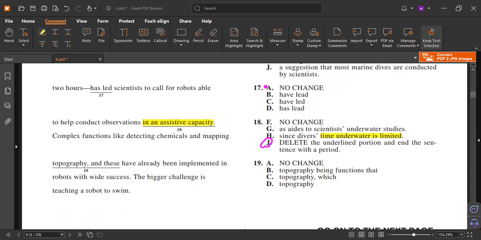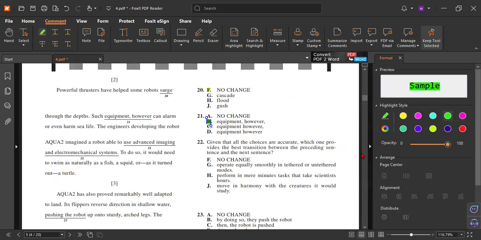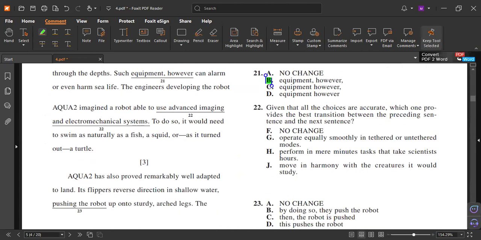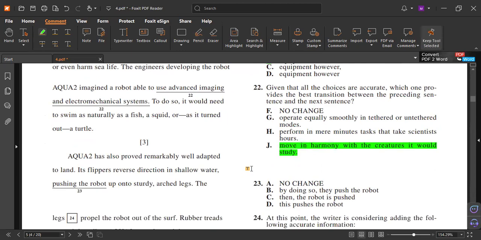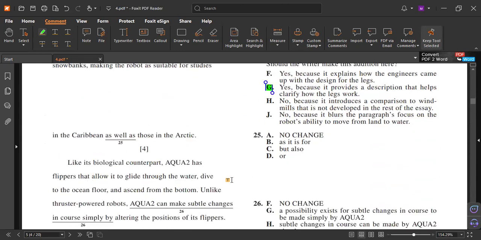19 D. 19D, correct. 20 F. 20, correct. Perfect. 21 B. 21, perfect. 22 J. 22, correct. 23 A. That is brilliant. 24 G. Correct. Very nice, Doctor. 25 B. Correct.